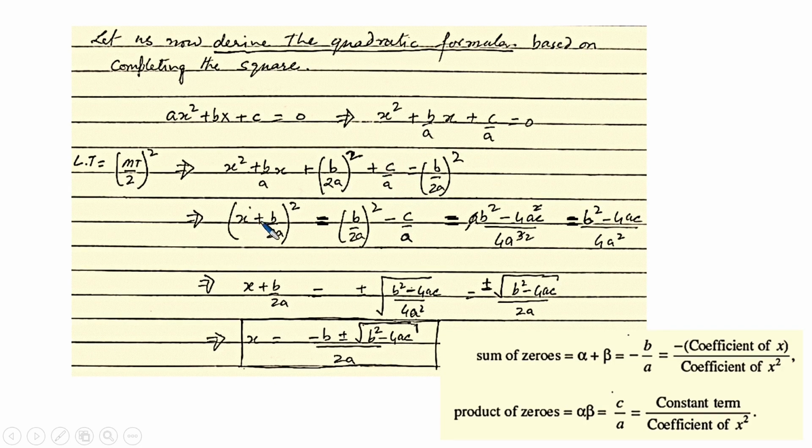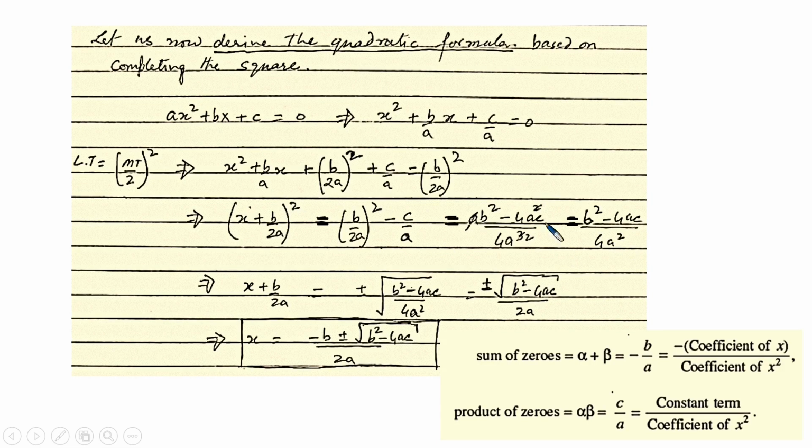So now I have (x plus b by 2a) the whole square. So if I expand this, I will get this thing here. Anyway, this I have taken to this side here. So this is x square plus 2 times x into b by a, 2 will cancel. So you'll have b by a into x, and then you have this (b by 2a) the whole square. So I simplify this further here.